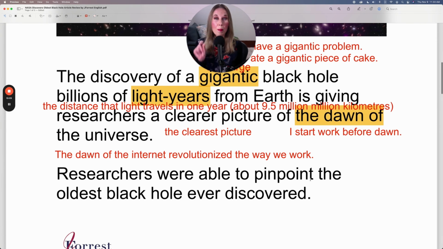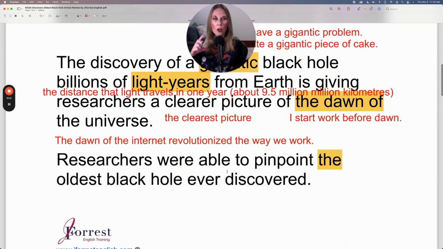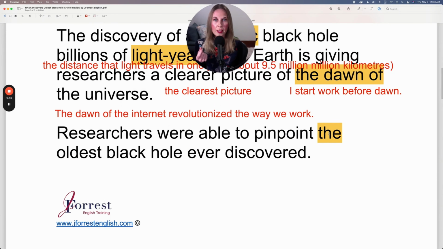Researchers were able to pinpoint the oldest black hole ever discovered. So again, here we have oldest with EST, so we know it's a superlative, so we need the. And because we're no longer in the headline, remember in the headline, they leave out grammar, but as soon as you get to the main article, they're going to use all the necessary grammar required, and the is required grammatically.